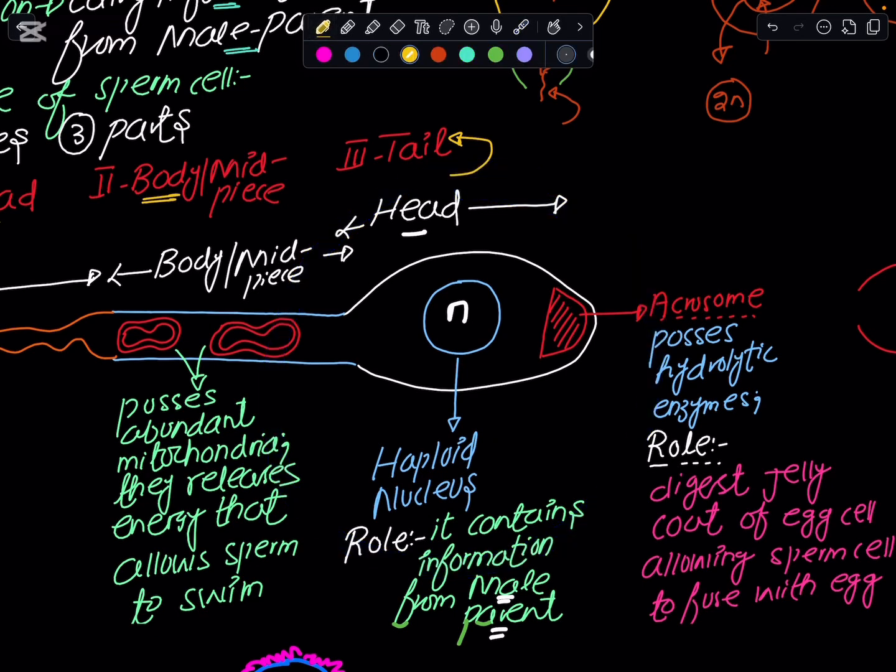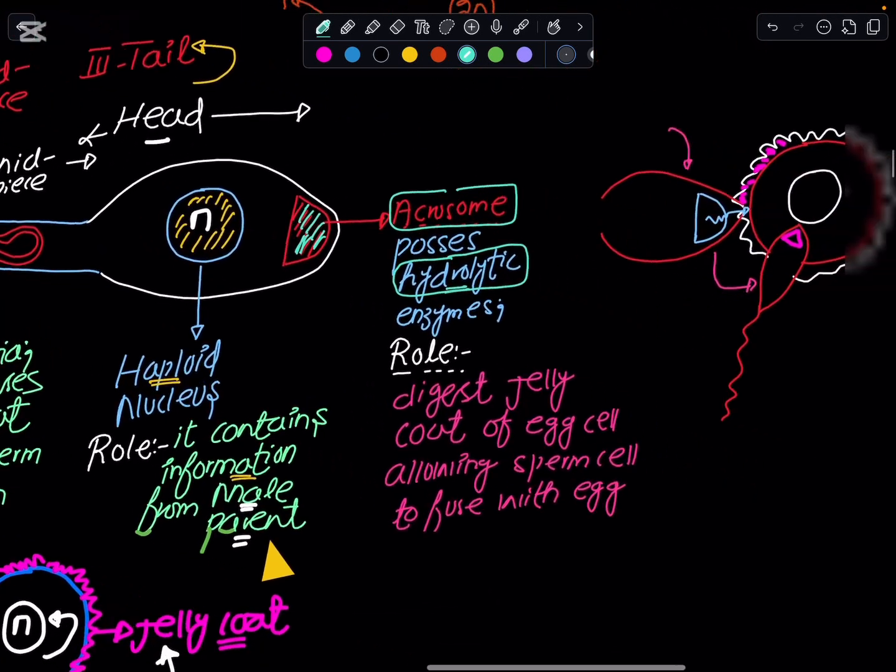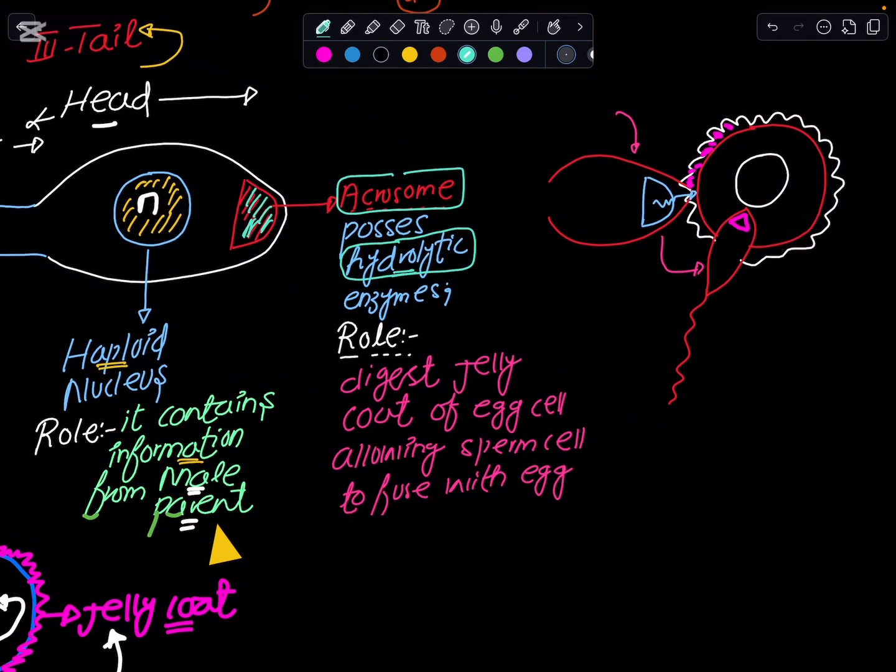Here, we have this nucleus, and this nucleus is the haploid nucleus because it contains half the genetic information that would come from the male parent. And in the head, we have another specialized area that is frequently asked in the exam, and which you have over here. So this is the acrosome. And the situation with the acrosome is that it has some hydrolytic enzymes. Since the word is hydrolytic enzymes, we mean such enzymes that would break down complex substances into simple ones only in the presence of water, so they would be the hydrolytic enzymes.